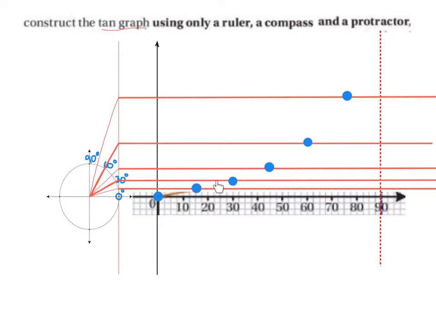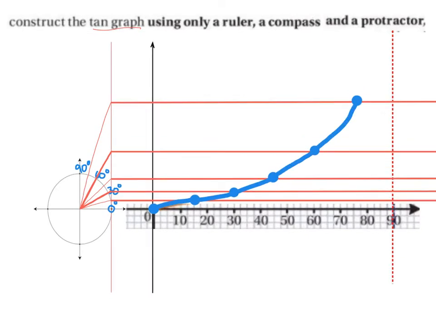Now I join my points together with a curve. And remember that our graph keeps moving upwards and it gets much, much steeper, much quicker, but remember it never ever touches off 90. So 90 degrees is a vertical asymptote. Our graph never touches off 90 degrees.